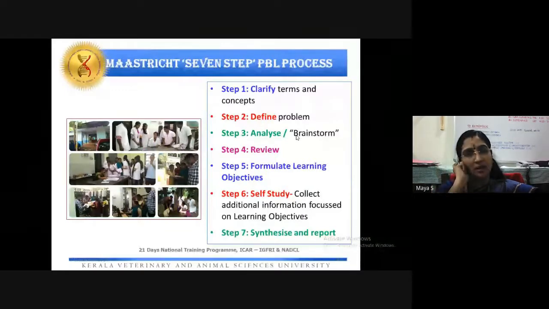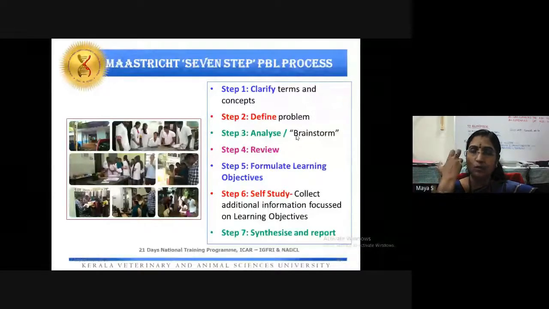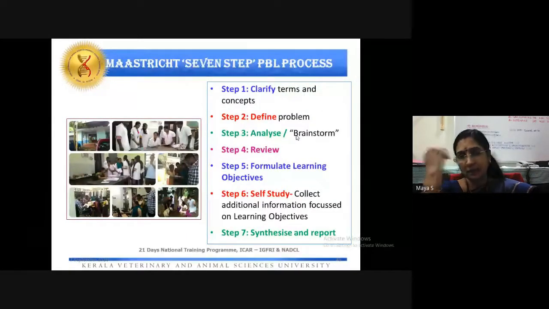So they have to brainstorm or discuss within that group the problem. Okay. Step 4 is to review. So they have to go through their lecture notes, or they have to collect information. They can search for similar pictures. Okay, so they have to review the information.